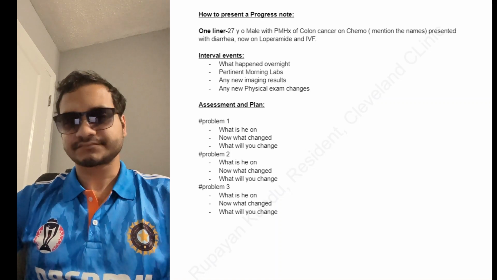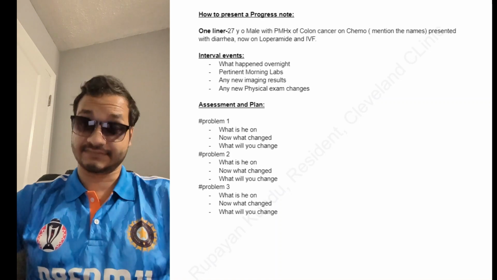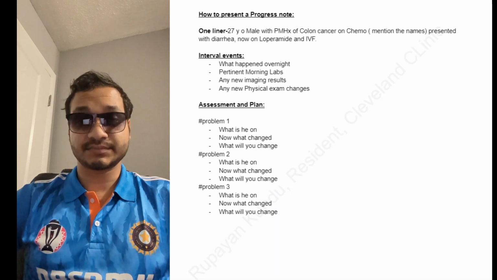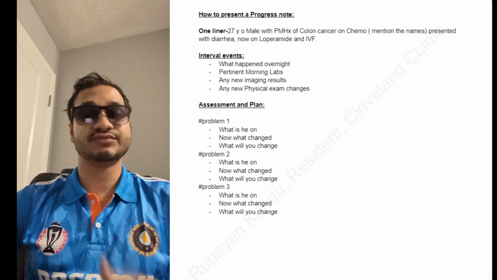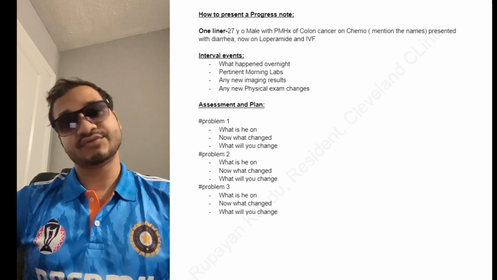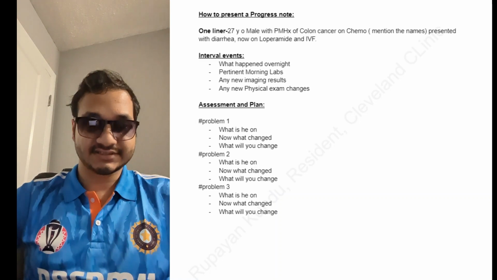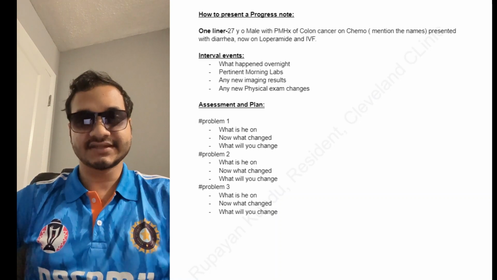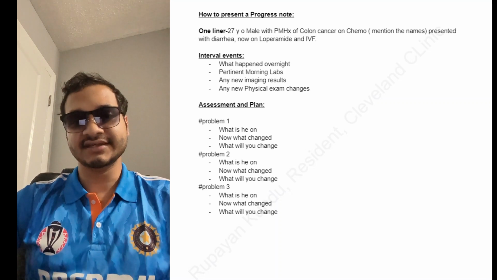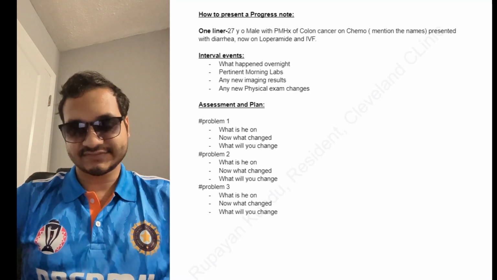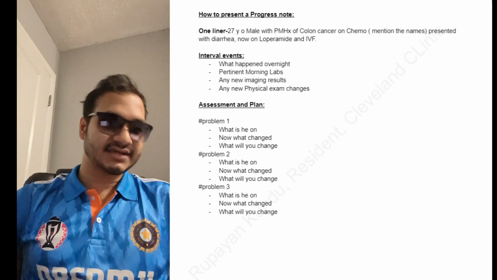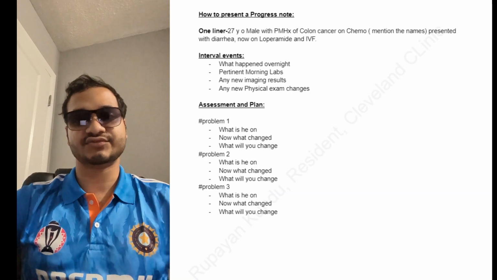And then you say we did a CT scan, if anything. Then you say any new exam findings. If you don't have any, you say no changes in the physical exam, or you say there is new guarding or rigidity. That's it. You don't need to reiterate the physical exam findings and lab findings again and again. Next, you go to the assessment and plan.